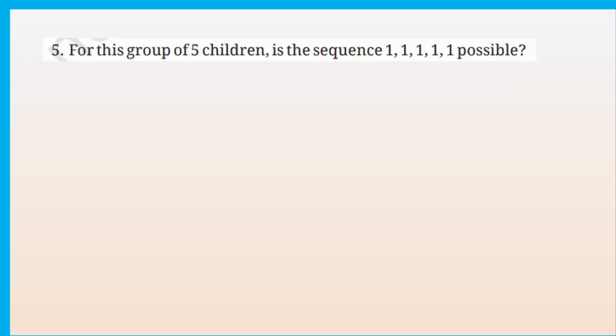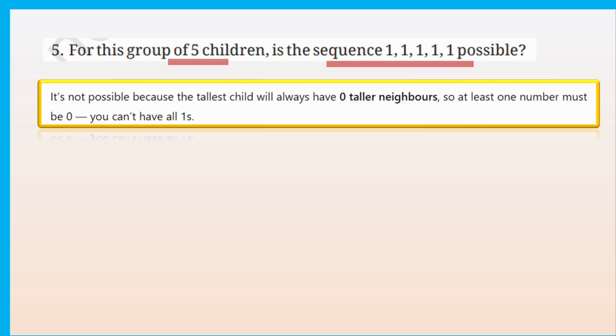For this group of 5 children, is the sequence 1, 1, 1, 1, 1 possible? Is it possible? This is not possible. Why? Because the tallest child will always have 0 taller neighbors. So at least one number must be 0. So you cannot have all ones.